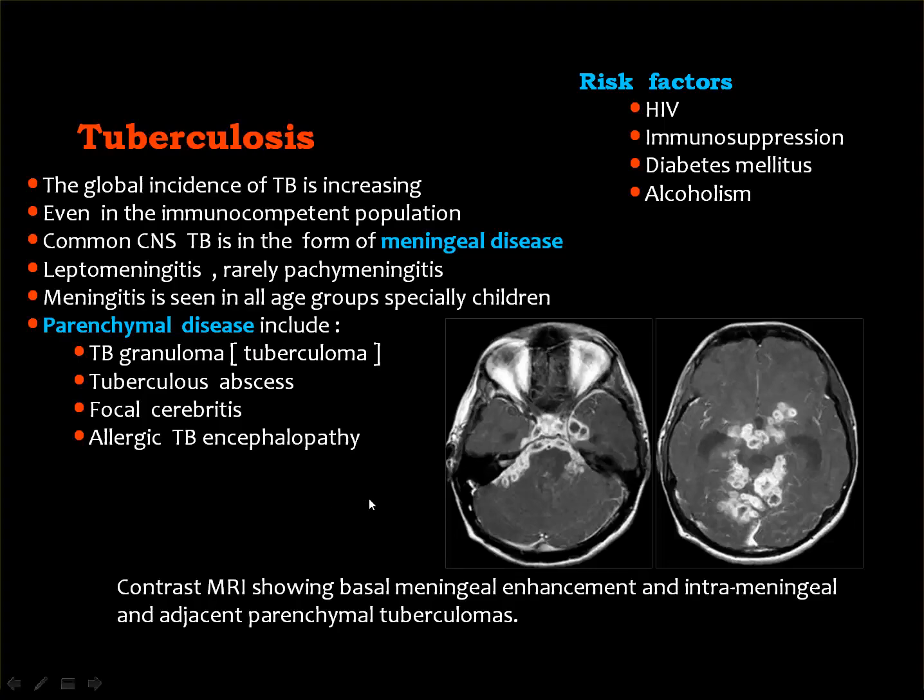Tubercle bacilli will reach the brain or the central nervous system, and will result in TB granulomas, which are known as tuberculomas. These tuberculomas may proceed to form TB abscesses, and the infection of the brain parenchyma may result in focal cerebritis, and also the presence of inflammatory granulation tissue in the basal cisterns will affect the vessels, including the arteries and veins.